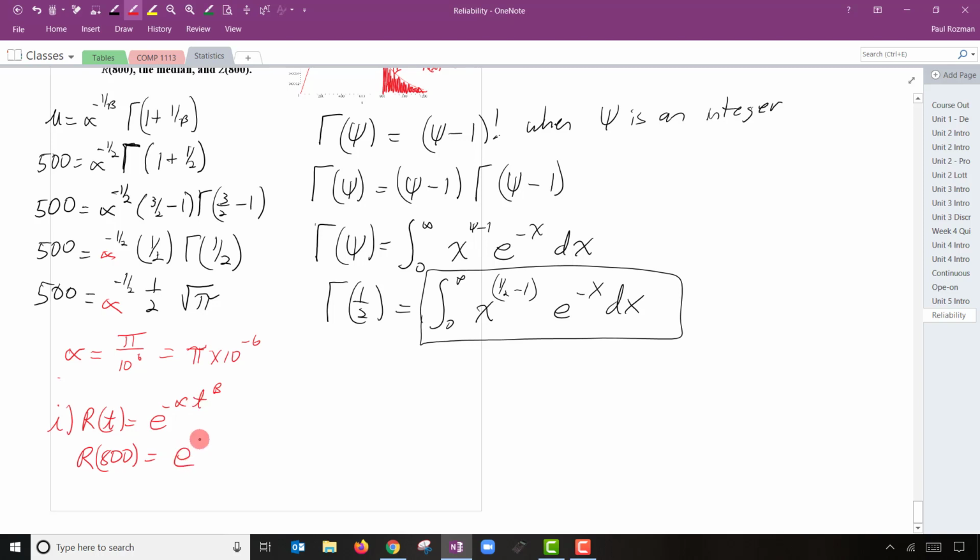It's e to the negative alpha, so in our case, pi times 10 to the minus 6, and then times 800 raised to our beta, which we chose to be 2, which is an increasing failure rate. You do your calculations there, you get 0.1339.